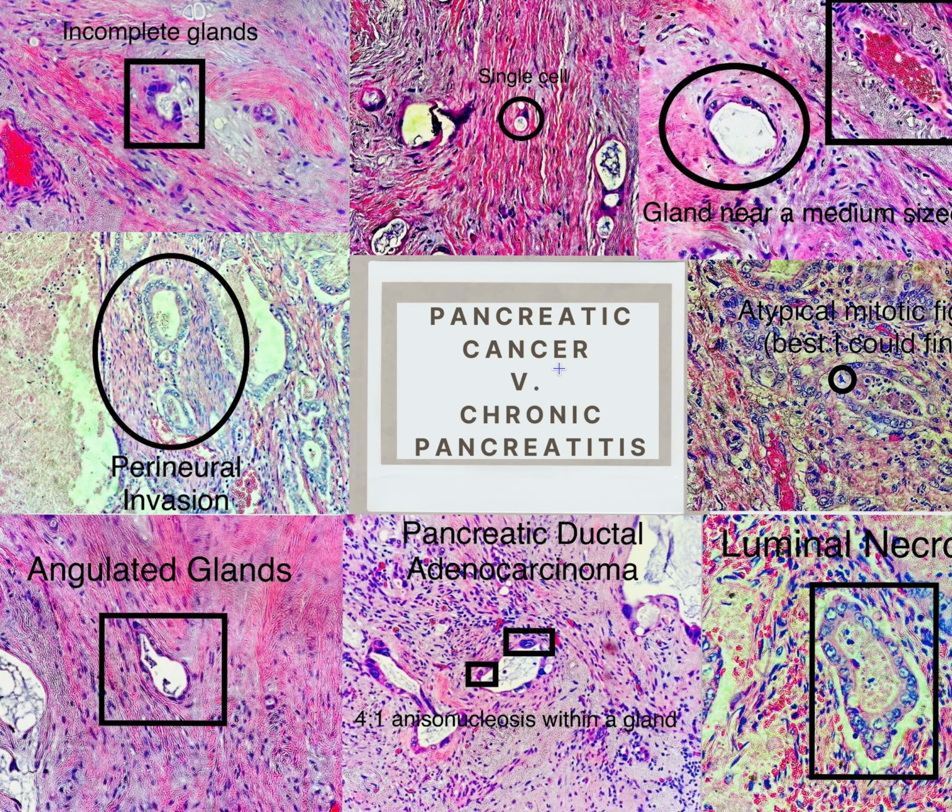Because chronic pancreatitis and pancreatic ductal adenocarcinoma can both have irregularly shaped glands with a desmoplastic stroma, here are some other clues that can help you lean towards pancreatic cancer. You can have incomplete glands, you can have single cells, you can have glands near a medium-sized vessel, you can have an atypical mitotic figure. Here we have what we call the Mercedes-Benz sign. You can have necrosis within the duct. Here we see another instance of 4-to-1 anisonucleosis, and you can have angulated glands.